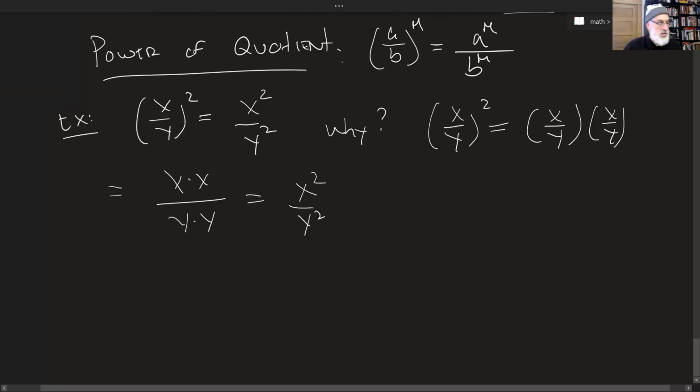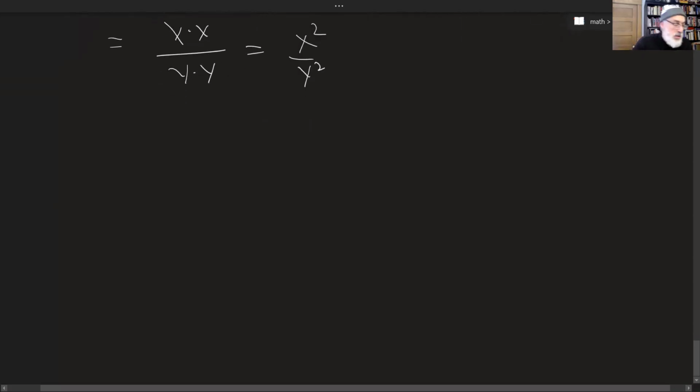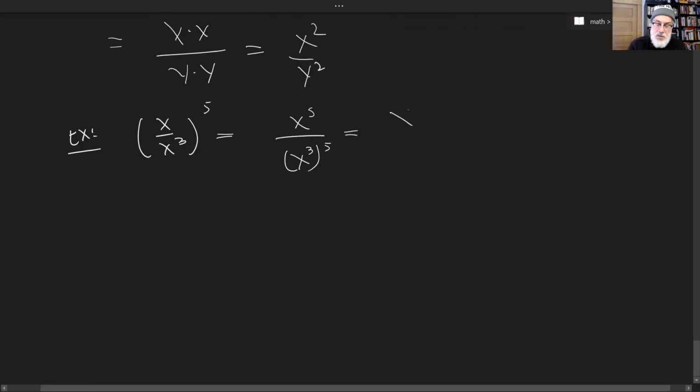Let's look at another example. Let me clear this a little. So we have x over x to the third, all to the fifth. So we'll do this literally just to apply the rule that we just learned. So that means I take x to the fifth over x to the third to the fifth. Again, we're just stacking laws here. So this is 3 times 5 by the rule.